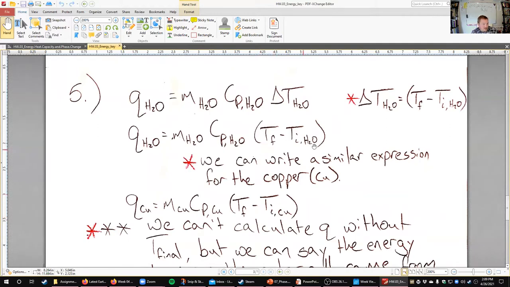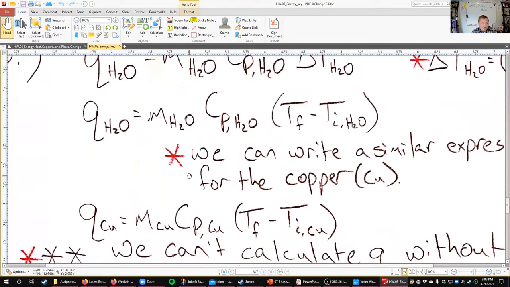Just a reminder, this looks really intimidating, because when you start replacing numbers with letters in math, that makes people nervous, and I get that. But all of these subscripts are just a way to keep track of what mass I'm talking about. Is it mass of water or mass of copper? Right, so if you could do one, you can do this one as well.